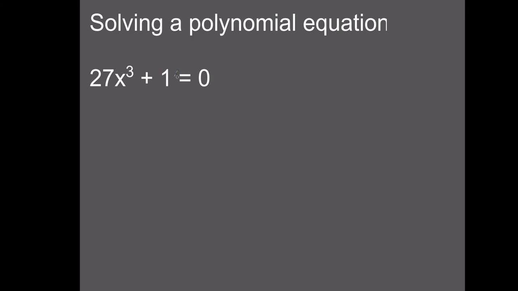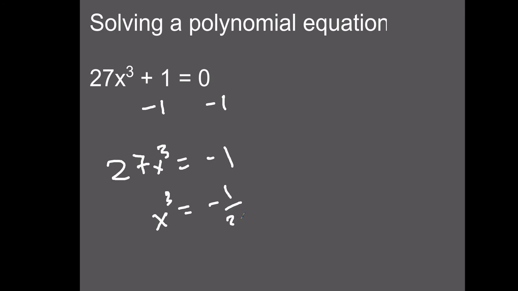The most common error that I see on a problem like this is students will be like, oh, I can just solve this directly for x. So they subtract 1, 27x cubed is equal to negative 1, divide by 27, x cubed equals negative 1 over 27, and then take the cube root. It's equal to the cube root of negative 1 over 27. And all this is true.